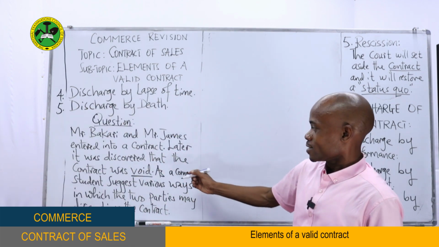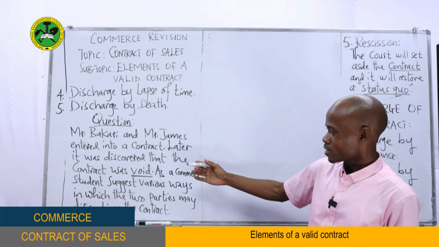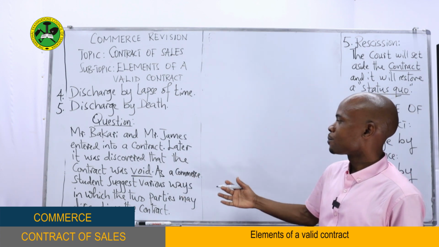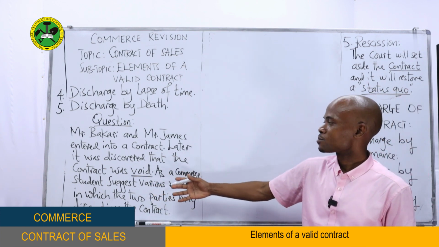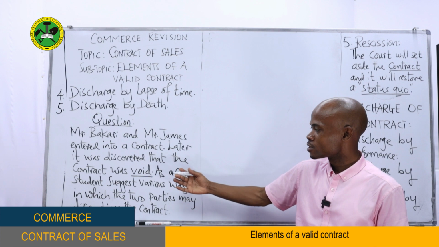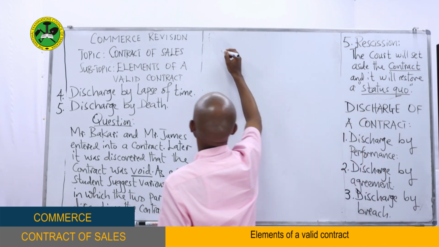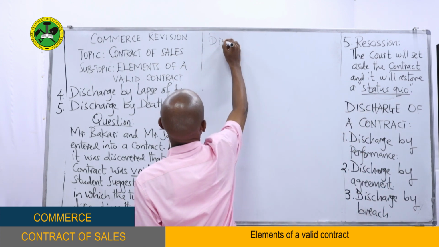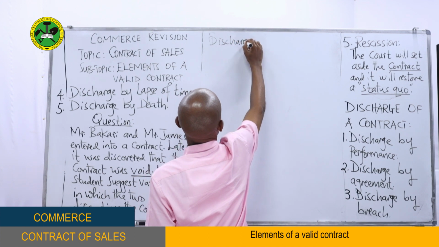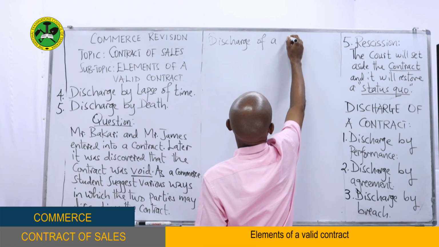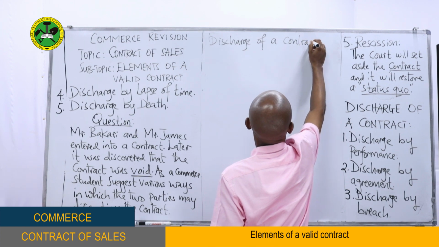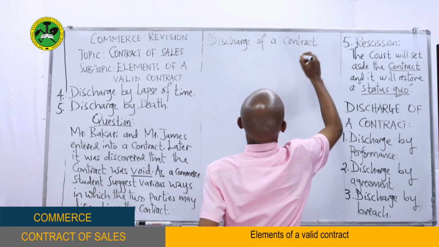Now, to answer this question, you are supposed to explain how the contract may come to an end. So it's all about discharge of a contract. So as we have seen before, discharge of a contract.